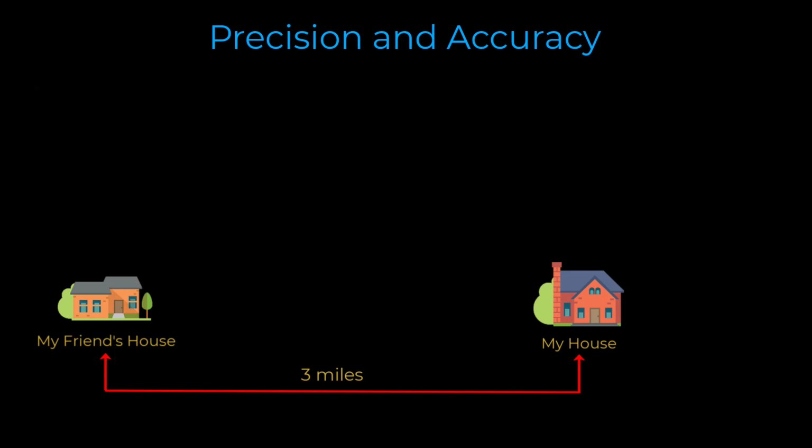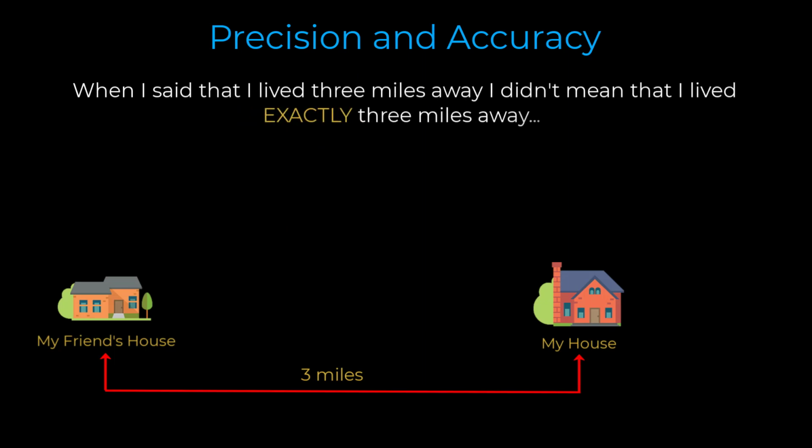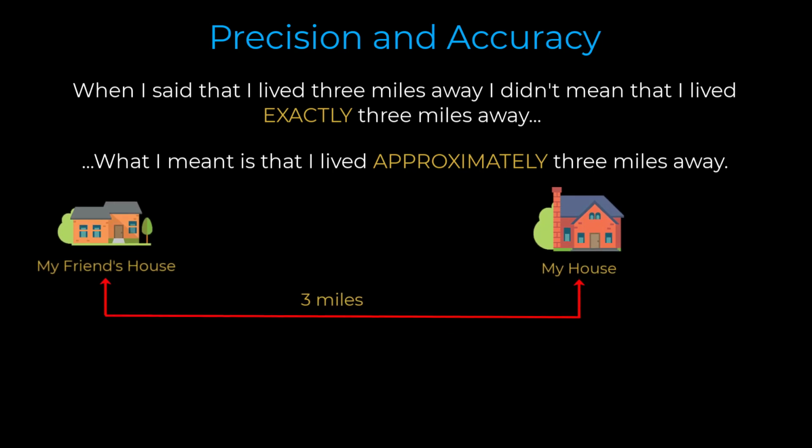This is a pretty weird conversation, right? This is, of course, because when I said that I lived 3 miles away, I didn't mean that I lived exactly 3 miles away. What I meant is that I lived approximately 3 miles away. Therefore, the change in our location, the relatively few feet from the living room to the patio, is not going to change my answer. In this type of casual conversation, my answer means that, in my estimation, I live closer to 3 miles away than either 2 miles away or 4 miles away.